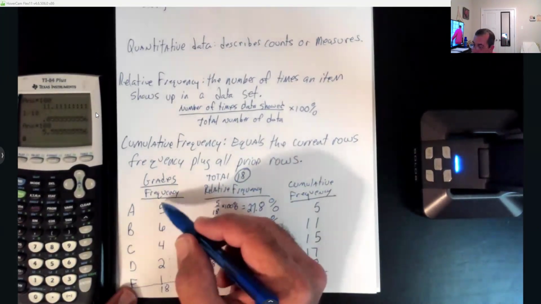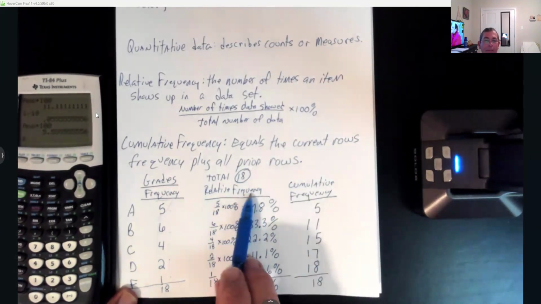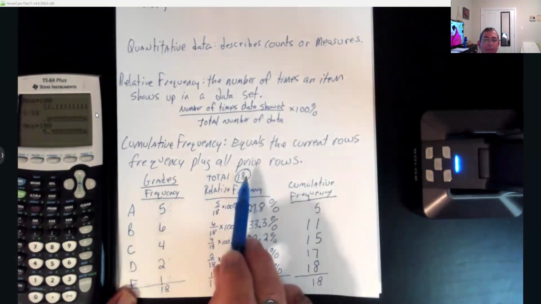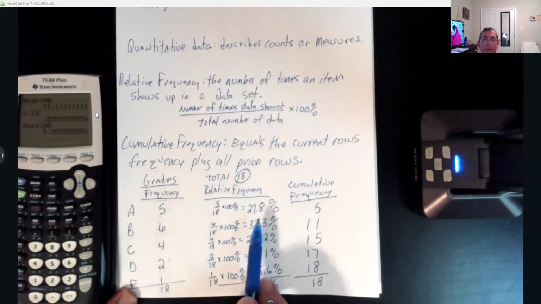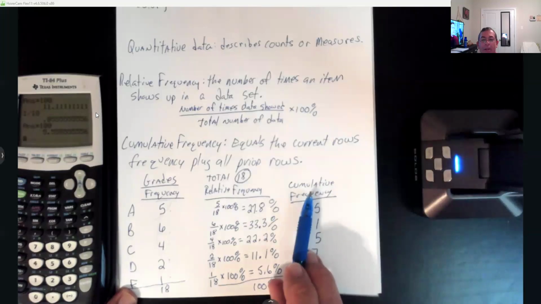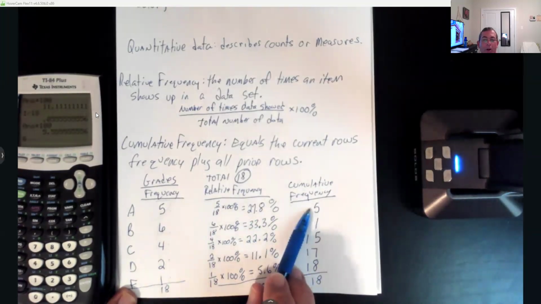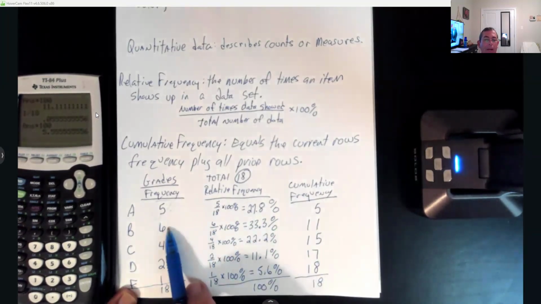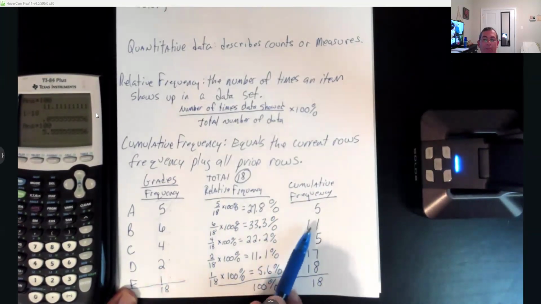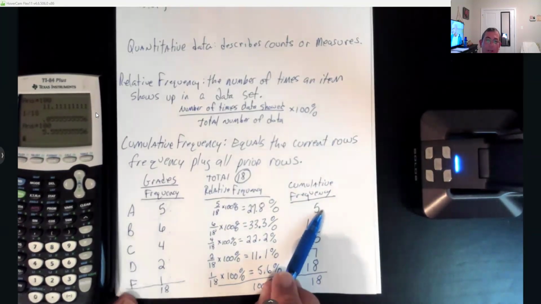Okay, so frequency is how many times it happened in my data. Relative frequency, I took how many times divided by the total, and then multiplied by that 100 to get it in percent. And then cumulative frequency, we were just taking the frequency from the current row. Now, if I was on the second row, I was taking my current row plus my prior row, okay?